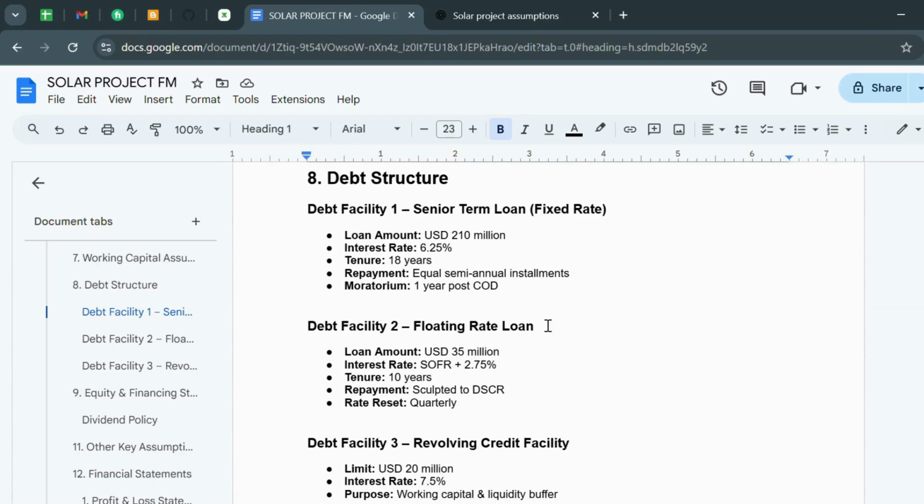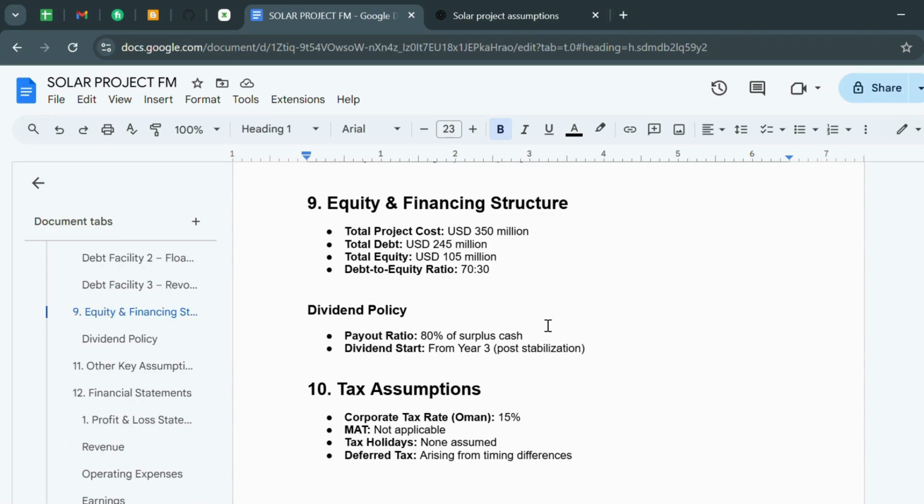Okay, debt structure. We are taking 3 debt facilities: senior debt with a fixed rate, and the revolving credit facility will also be with a fixed rate. The floating rate loan is something very important and unique that you can understand from this particular model. SOFR plus 2.75%, and Shortcut AI has understood what I wanted to do with the floating rate loan and has very well developed it. We're going to be seeing it.